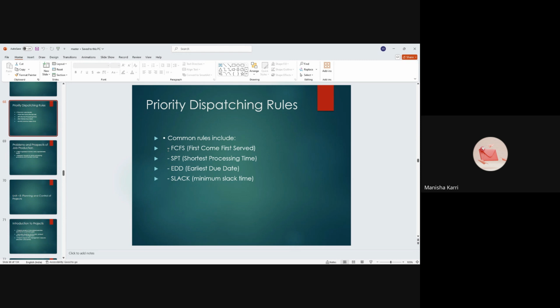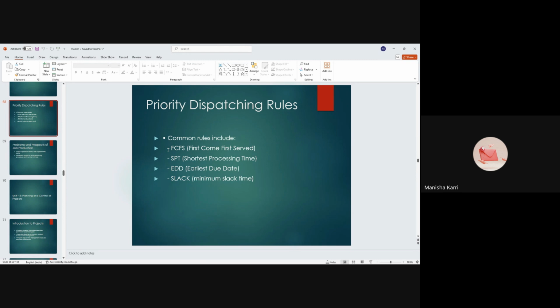Okay, and the main disadvantage of slack is that it requires precise calculations and may shift priorities frequently, as slack time will change. So these priority dispatching rules help decide the main sequence of job processing.